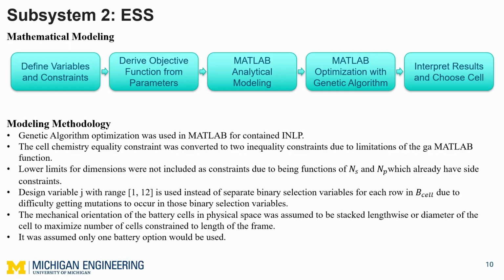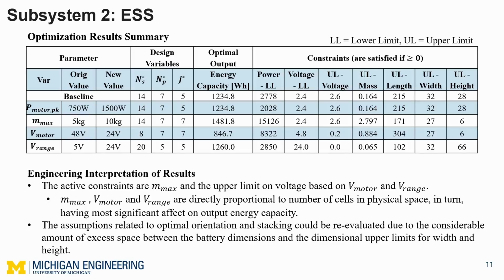Results from 5 separate simulations with different parameter settings are arranged in the following slide. The results in the table show the optimization results from the baseline simulation, along with increasing the upper bounds of the power of the motor, the maximum mass, voltage of the motor, and the range above the voltage of the motor. The active constraints on the objective function are the maximum mass and the upper limit of voltage. Optimal mechanical orientation of the cells could be further evaluated due to the excess space in the dimensional constraints.